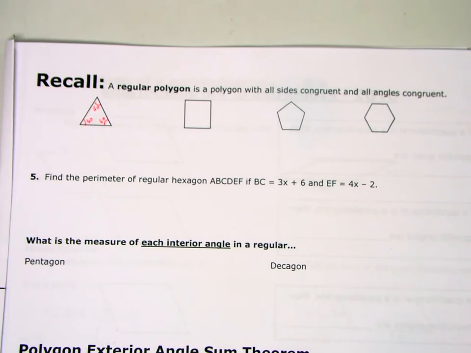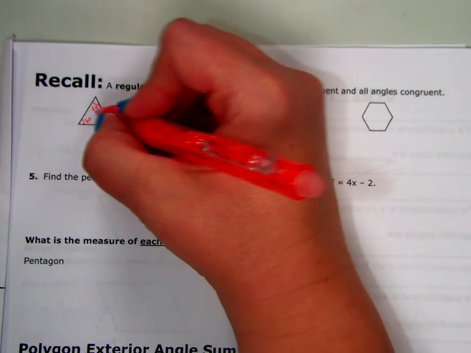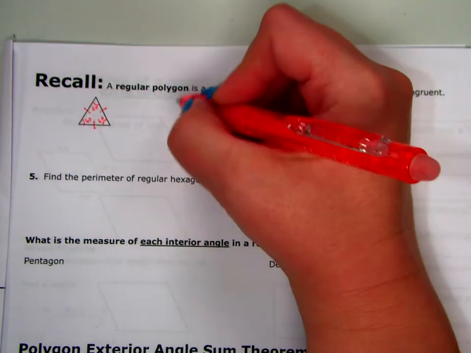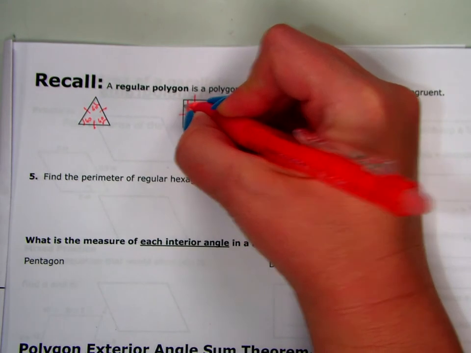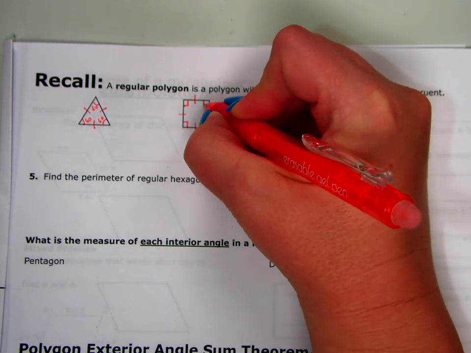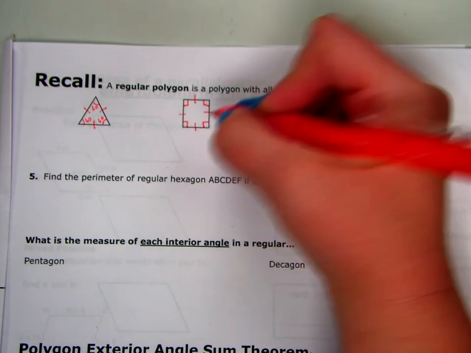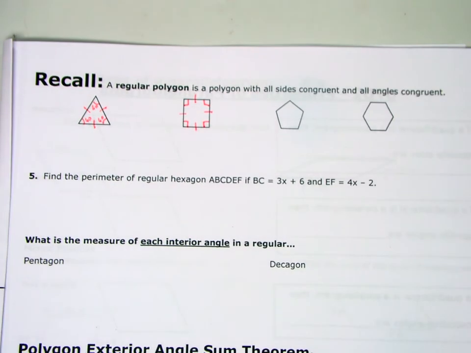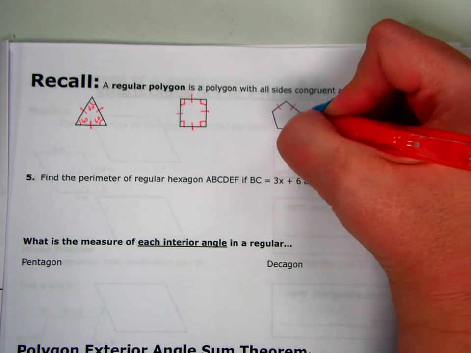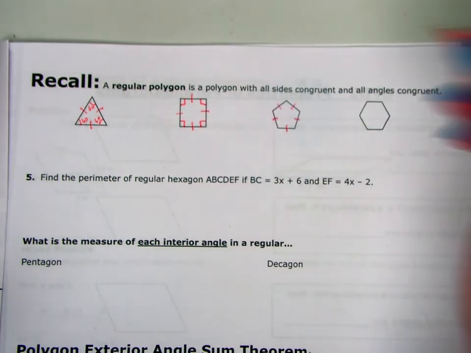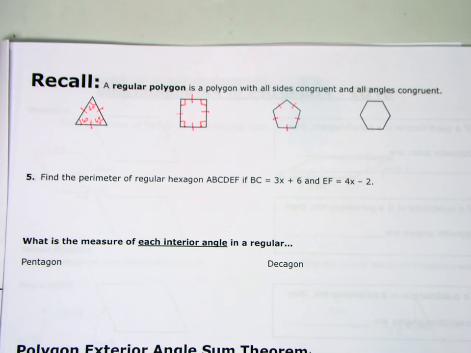And then in my quadrilateral, we know all the sides are the same. I should have marked the sides the same over here. And we know all the angles here are 90. And then on my pentagon, we know all the sides are the same. And they're different from pentagon to pentagon, right? Because you could have a small one that's equilateral. You could have a big one that's equilateral. But the angles will all be the same, whether it's small or big.